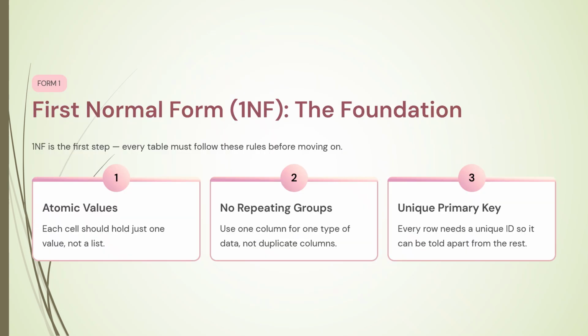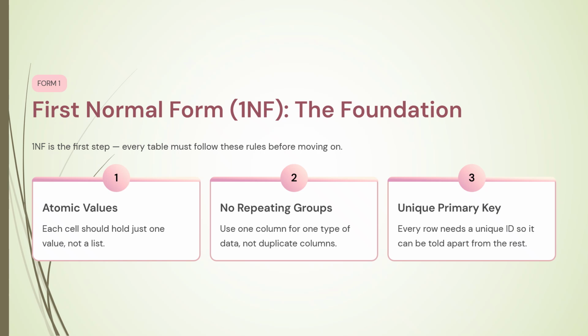Let us discuss the normalization forms one by one. First normal form is the foundation of normalization. A table satisfies first normal form if it satisfies the rule of atomic values. Each field only contains one value. Let us see one example. If two subjects are stored for one student in one cell, this violates the rule of normalization.